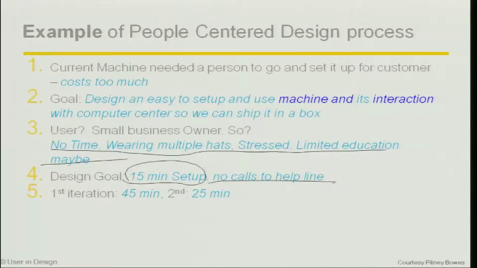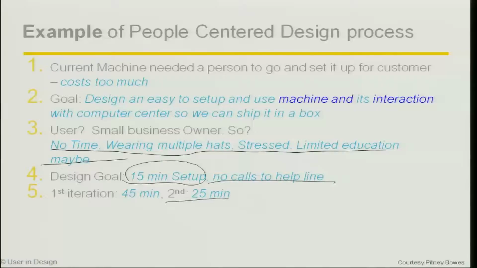So we went through iterations. And this is what I want to present to you, how the iterative process led to satisfying the business goal, right? In the first iteration, it took this kind of person 45 minutes to set up this machine. It took a long time. We looked at that and we said, okay, what is not working? Let's go back and change things.